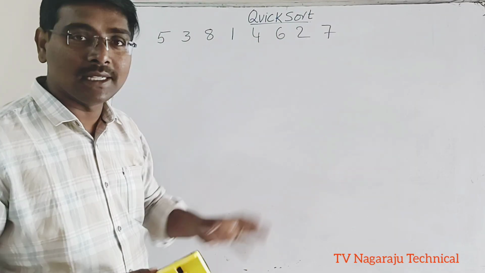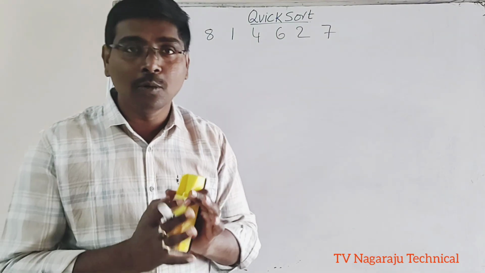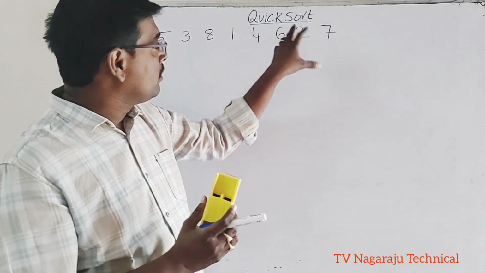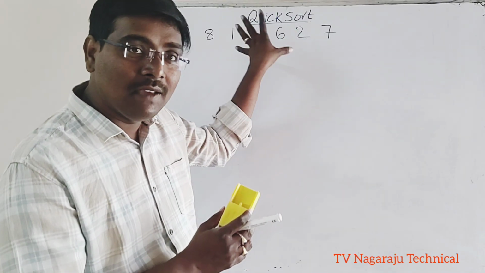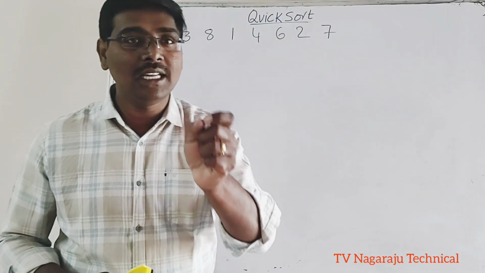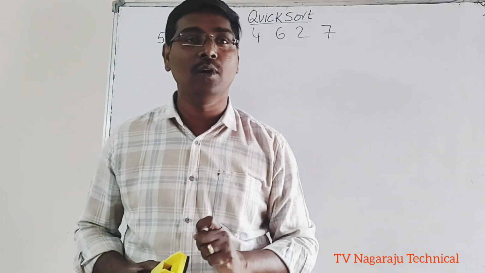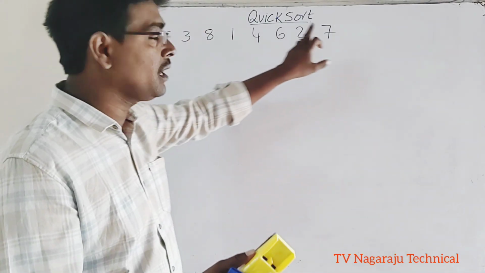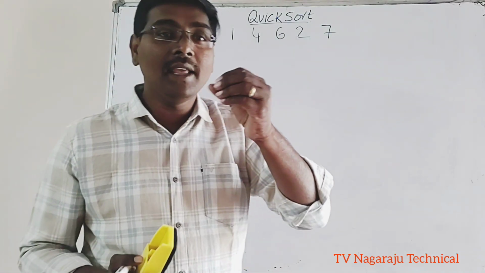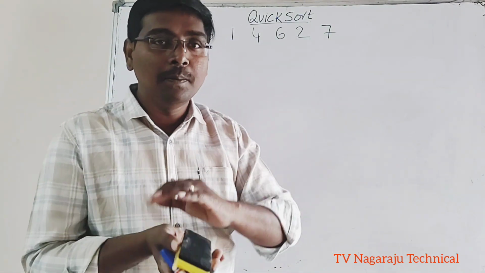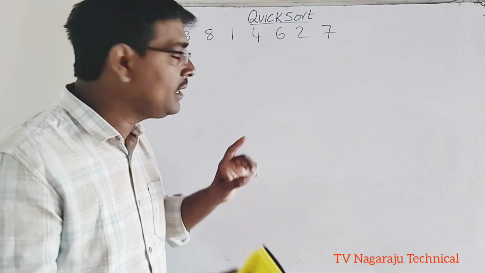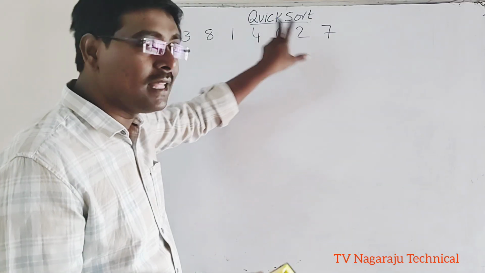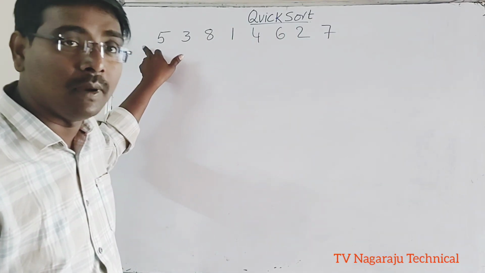Before implementing this example, you know the basic procedure of Quicksort. The procedure is, in the given set of elements, consider one element as the pivot element. The element can be the first element or last element, or you can take any position. To simplify our example, we are taking the first element in the array as the pivot element.